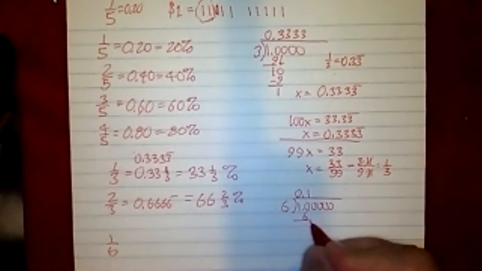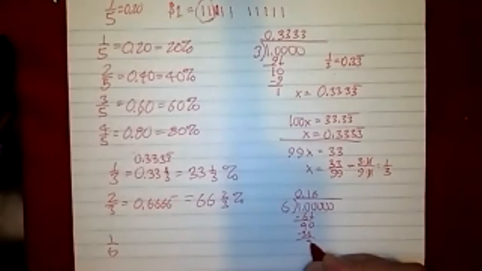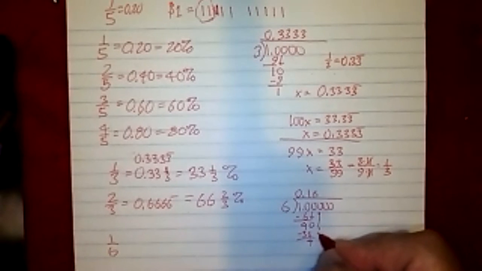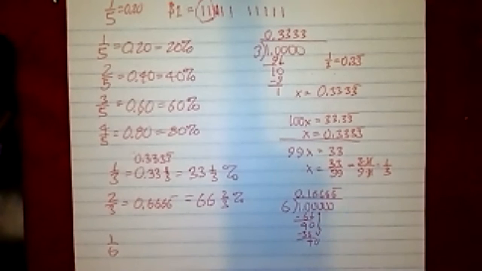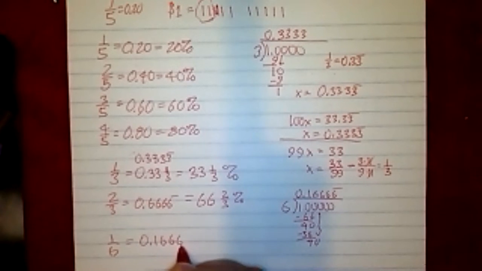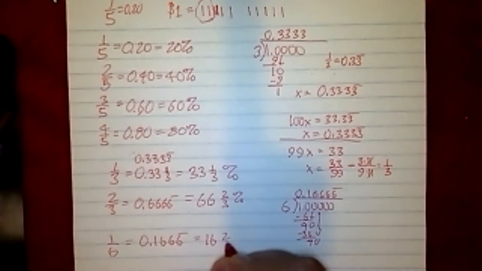1 times 6 is 6. 10 minus 6 is 4. Bring down the 0, I get 40. 6 goes into 40 6 times, and that's 36, which gives me a 4 left over. I bring down the next 0. That gives me 40. I'm starting to see a pattern already. So 1/6 is in fact 0.1666 forever. But just like before, when we found 0.6666 was 66 2/3, this is going to be 16 2/3%.